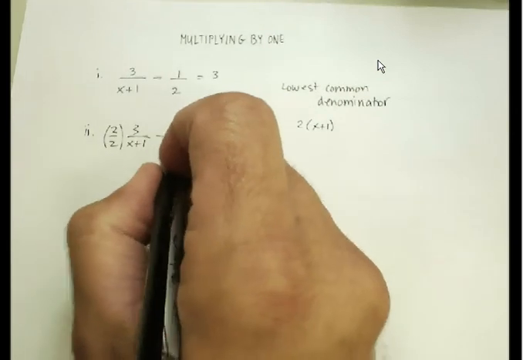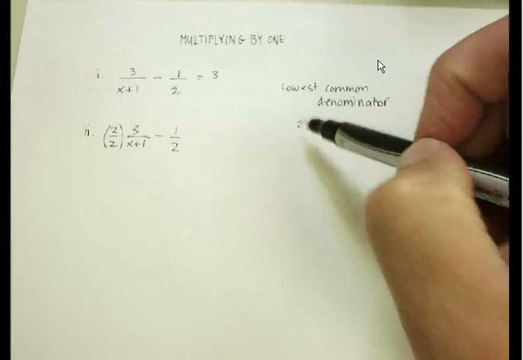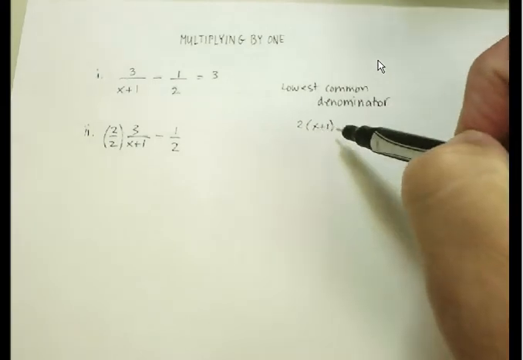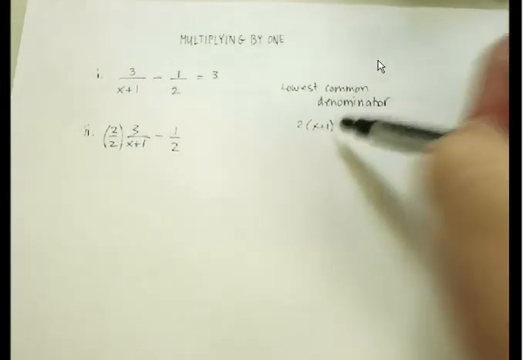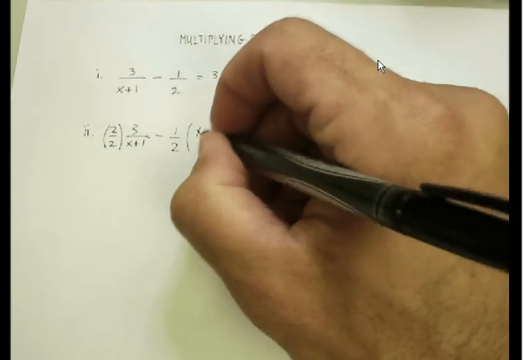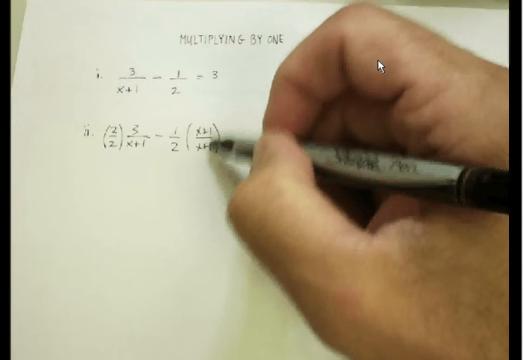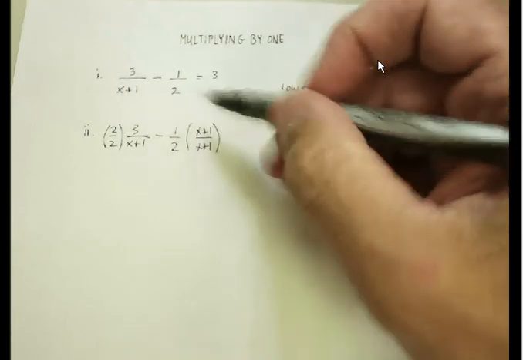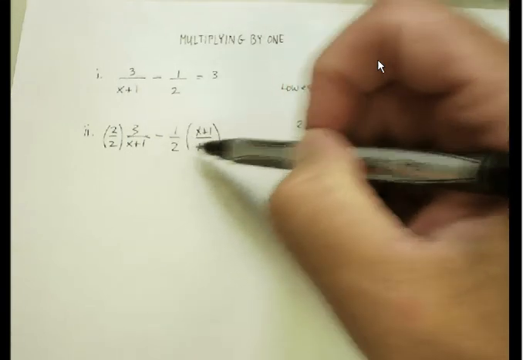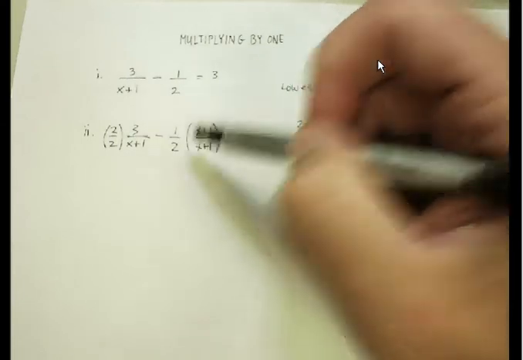Let's look at the second term. What do I need to multiply this 2 by so I can get 2 times x plus 1? And again, I think the answer is pretty easy to see. You need to multiply by x plus 1 over x plus 1. Now again, that's just a 1. 1 doesn't change the quantity here, it just changes what the form is. But now my two denominators are the same.